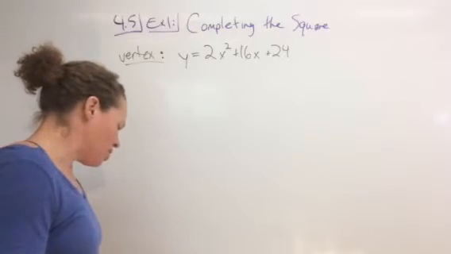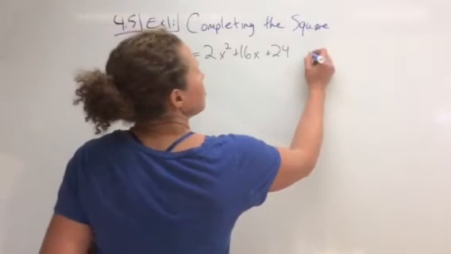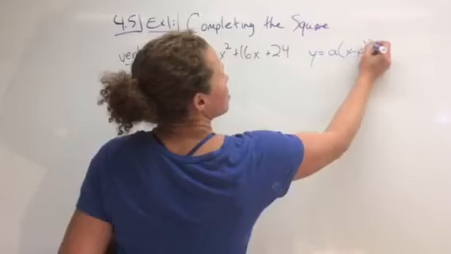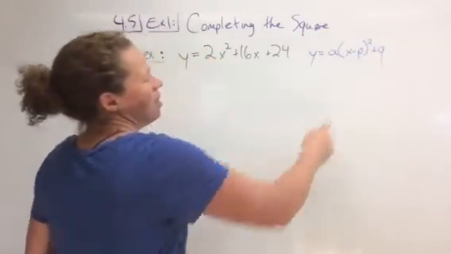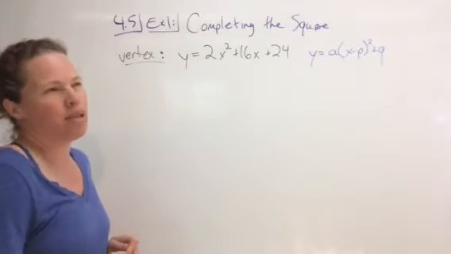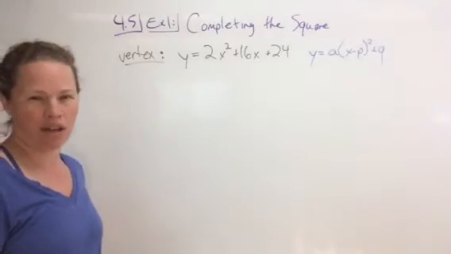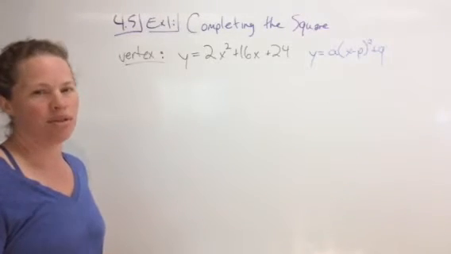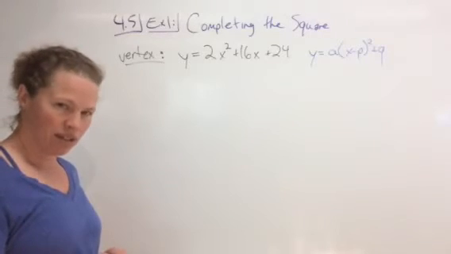So that's what they want us to do here. And basically, if I can change it into the format of y equals a times x minus p squared plus q, then I can just read the vertex points. You might be thinking to yourself, why couldn't I just put it in my graphing calculator? Well, you could, and you can to check your work, but you need to be able to do this algebraically, because one day I might take your graphing calculator away from you.